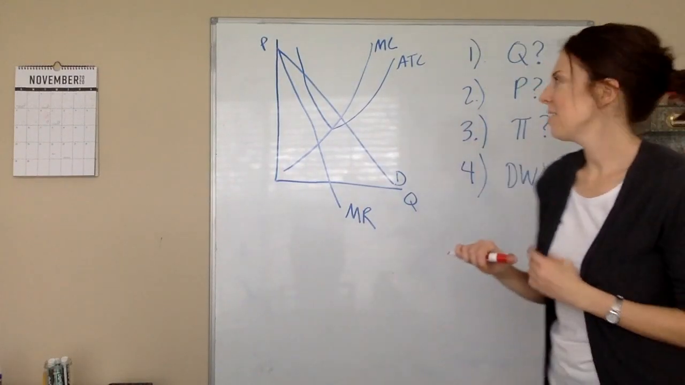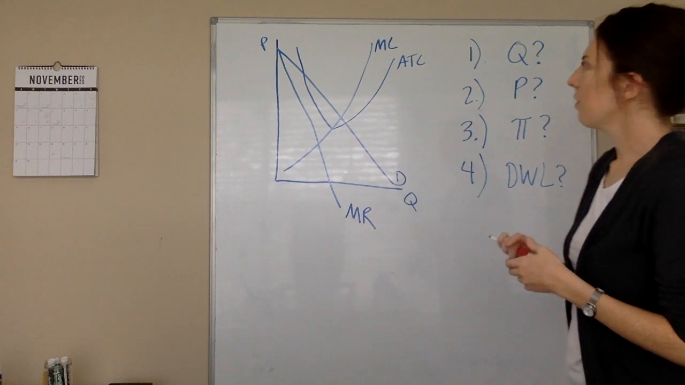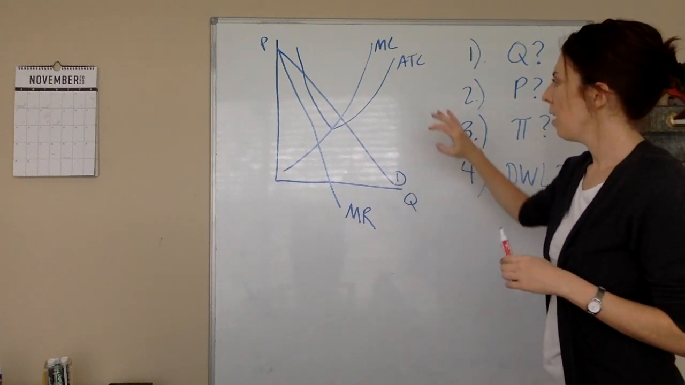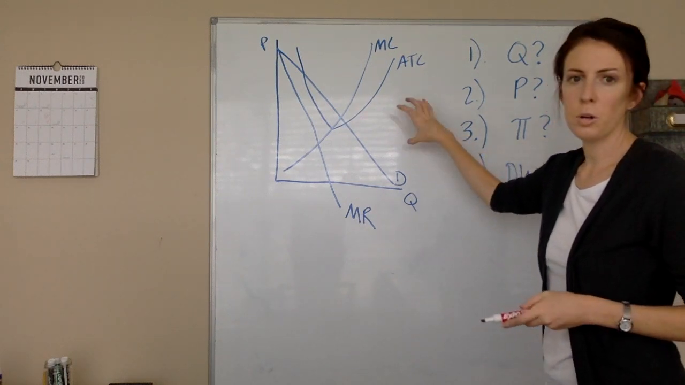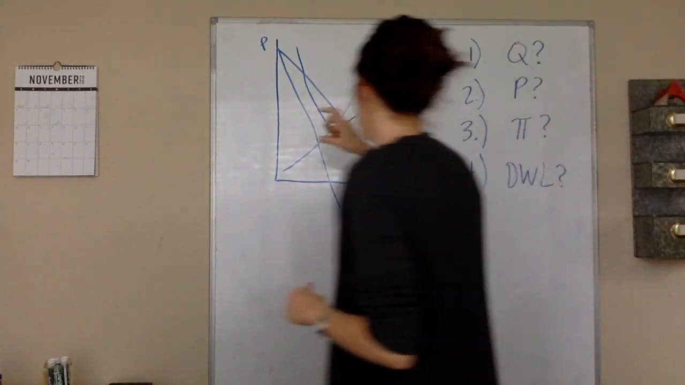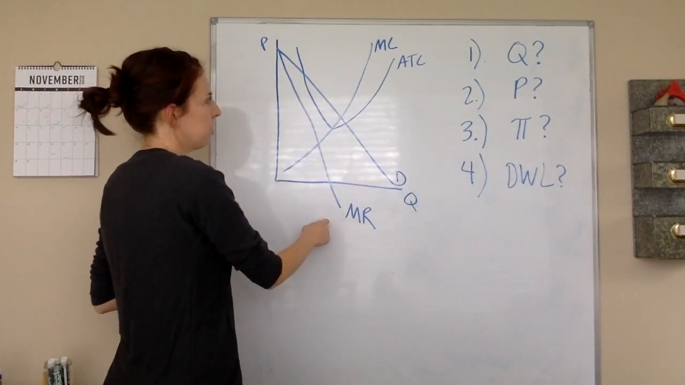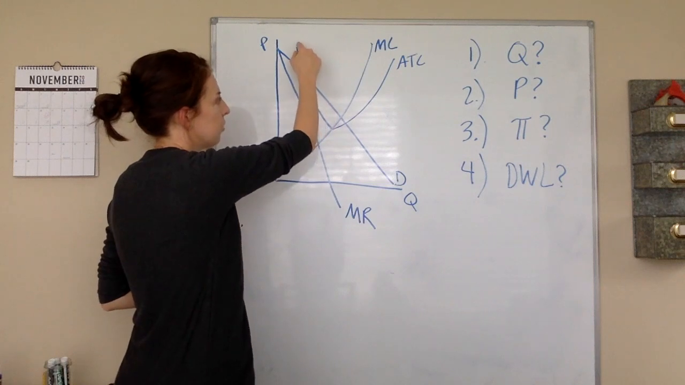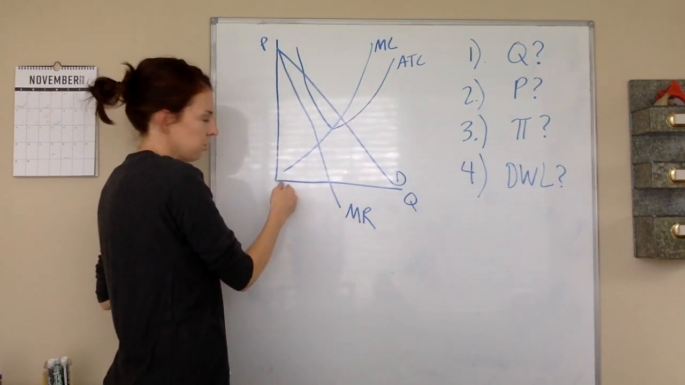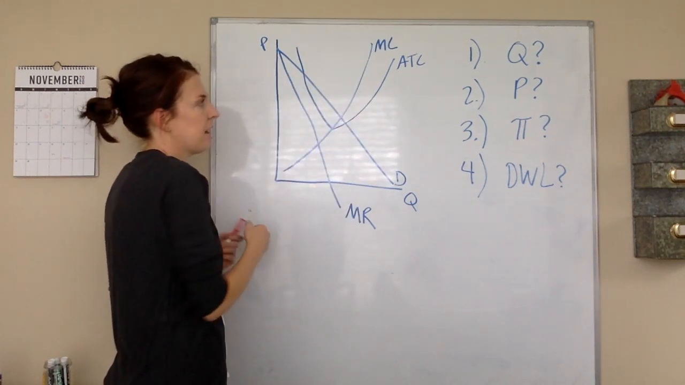Okay, now it's time to practice this a little bit. So what I'm going to have for you up on the screen in Blackboard is a picture of the curves that correspond to a particular monopoly. So there's going to be a demand curve, a marginal revenue curve, a marginal cost curve, and a U-shaped average total cost curve, and then there's also going to be numbers along the axes.